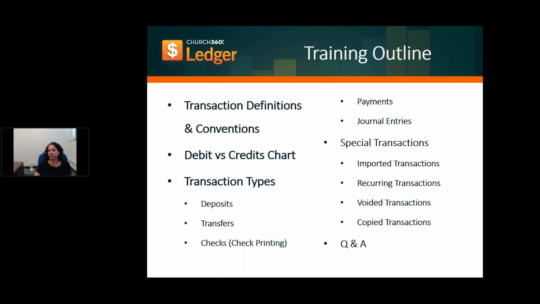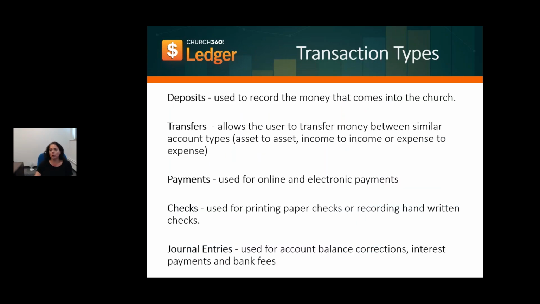Transaction types as defined in Church360 Ledger. Deposits are used to record the money that comes into the church. So specifically, these are going to be Sunday offering or any other deposits, that money that comes into the church. Transfers allow the user to transfer money between similar account types, asset to asset, income to income, or expense to expense.